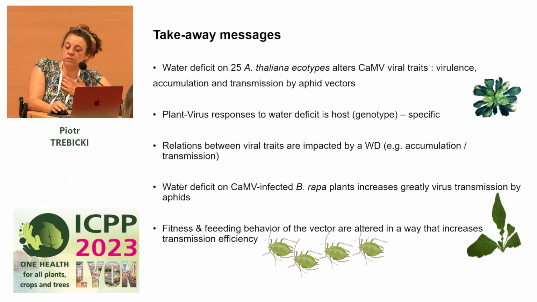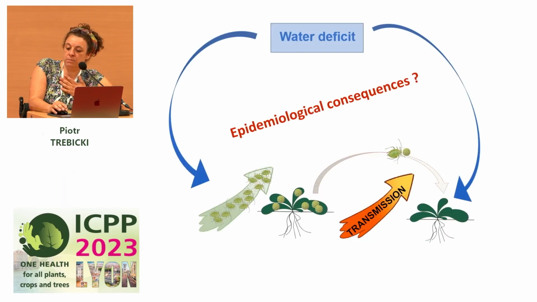And when we take the other pathosystems, we can see for Brassica rapa plants that water deficit really increases transmission by vectors, and that the fitness and feeding behavior of the vector are positively altered in a way that could increase virus transmission.